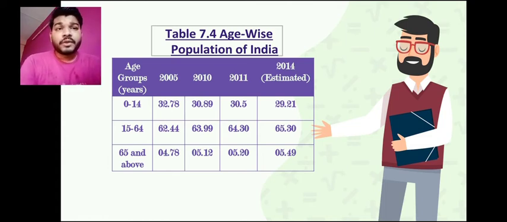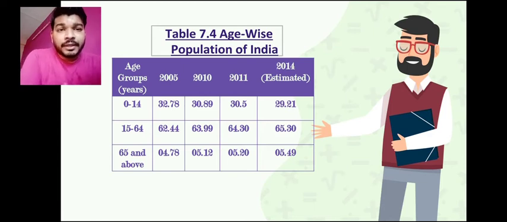So here three categories of age group are given, and you find that there are different years, four to five years, which have been taken up, but we are going to measure first 2005 to 2014, and in between we are going to compare whether it has increased or decreased. So let's start analyzing this particular data with this table.